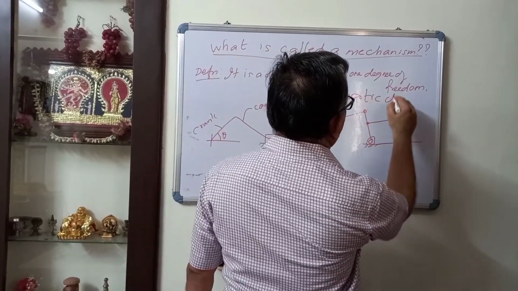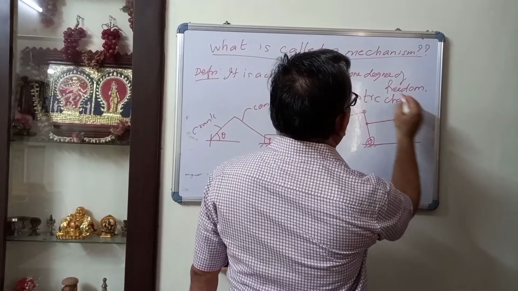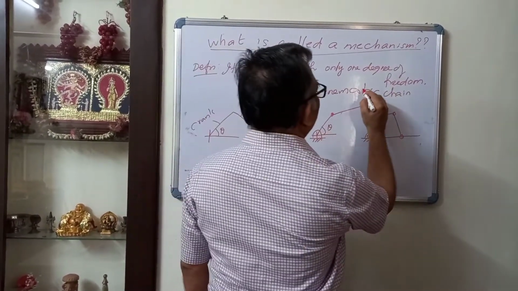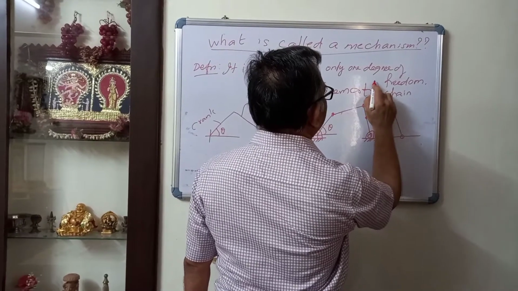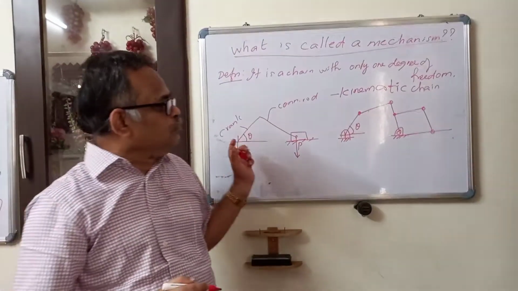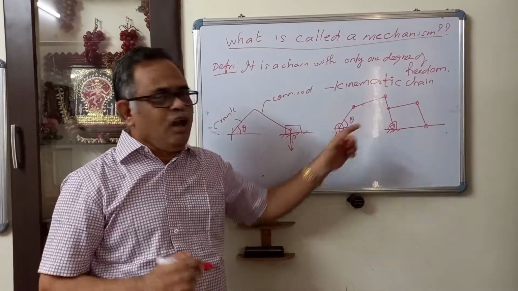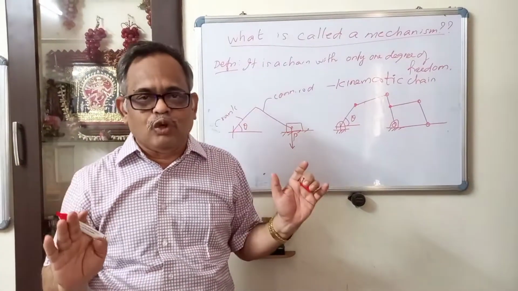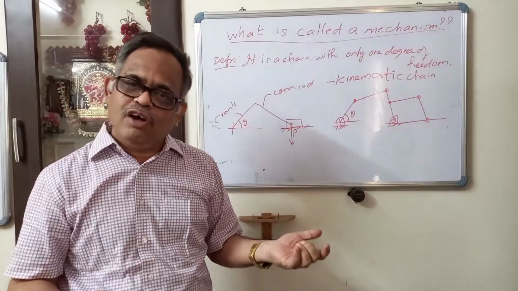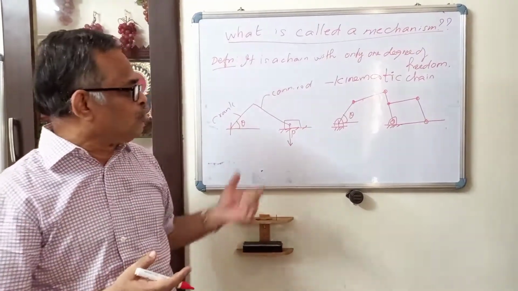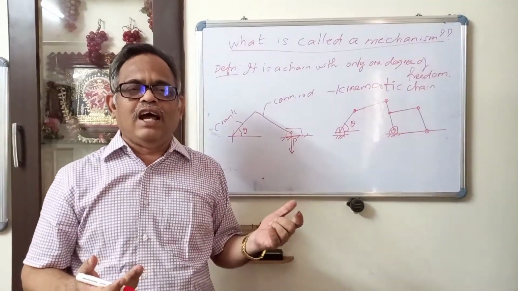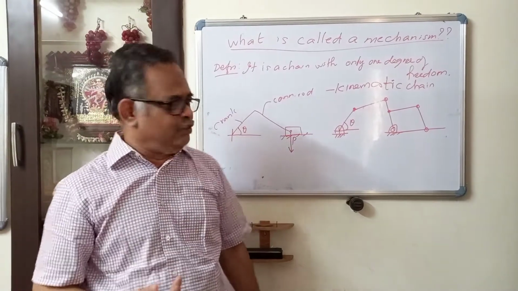A chain with only 1 degree of freedom is called a kinematic chain. All kinematic chains are mechanisms; in other words, any kinematic chain is called a mechanism. So I will tell you an example where it is not a kinematic chain.